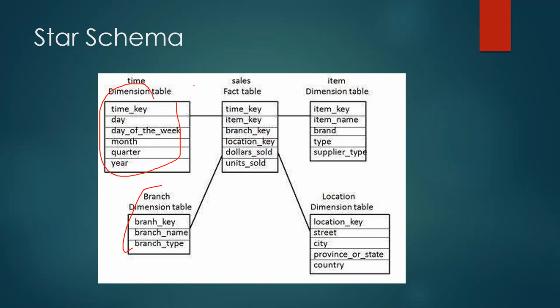The dimension table will have the values here, and your fact table is at the center, and it has keys to each of the dimension tables. So time and item are connected using the fact table.